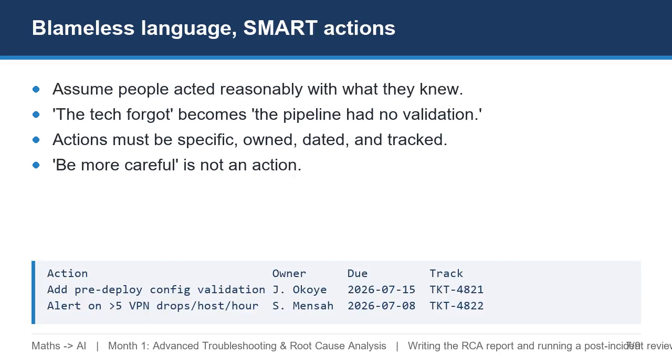Write blamelessly. Assume people acted reasonably with the information they had, and target the systems that allowed the failure. "The tech forgot" becomes "the pipeline had no validation to catch a missing config." Blame culture hides information and guarantees the next recurrence. Then end with corrective actions that are smart, specific, measurable, owned, dated, and tracked with a ticket ID. "Be more careful" is not an action, it prevents nothing.